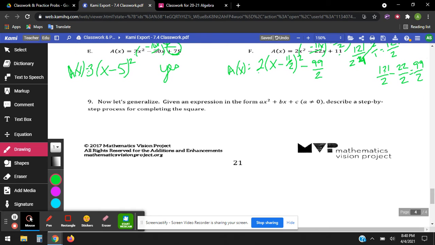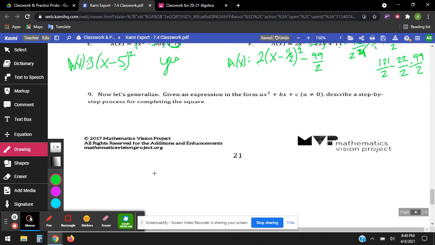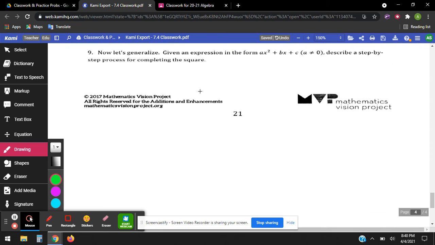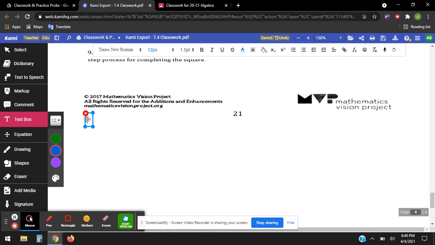Okay. So now we got to generalize. So given the expression of our standard form, describe a step-by-step process for completing the square. I'm going to go down here to do it. All right. So let's just start here. If a equals 1, so if we don't have a multiplier, it works a lot easier, right? First, we have to divide b by 2 and square it to get c, right? That gives us our c.